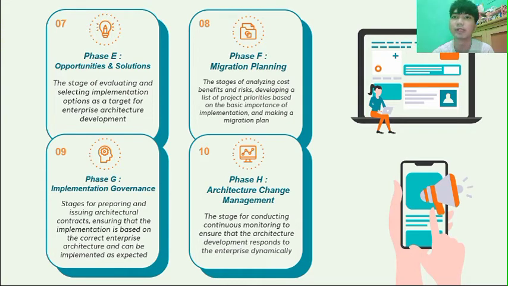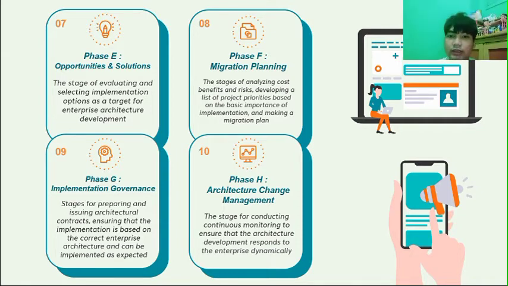Phase F, migration planning. The stages of analyzing cost, benefits, and risks, developing a list of project priorities based on the basic importance of implementation, and making a migration plan. Phase G, implementation governance. Stages for preparing and issuing architectural contracts, ensuring that the implementation is based on the correct enterprise architecture and can be implemented as expected. Phase H, architecture change management. The stage of conducting continuous monitoring to ensure that the architecture and development respond to the enterprise dynamically.